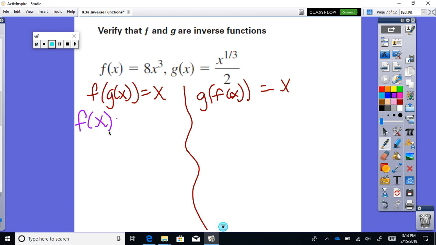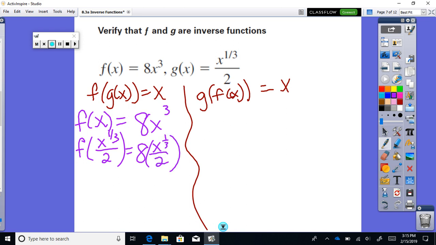So f of x is the same thing as 8x to the 3rd power. Then plug in the g of x. That's x to the 1/3 over 2. So it'll be 8, replace the x with the x to the 1/3 over 2, and raise that to the third power. Then remember to distribute that exponent to each thing in the parentheses here. So you're going to get 8 times your power to a power, 1/3 times 3 over 1 is 3 over 3. So you get x to the first over 2 to the third.